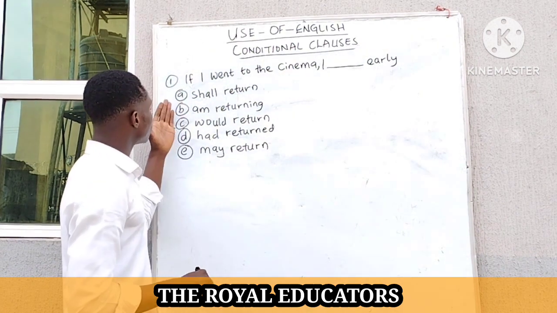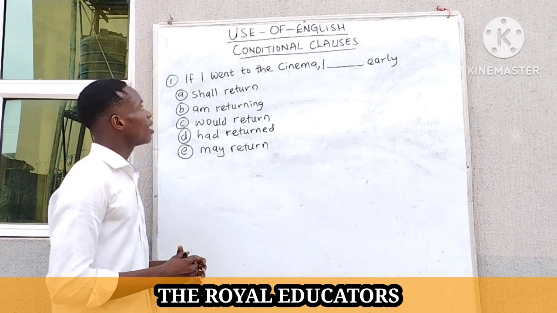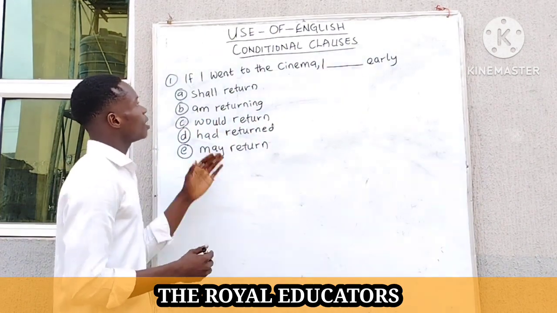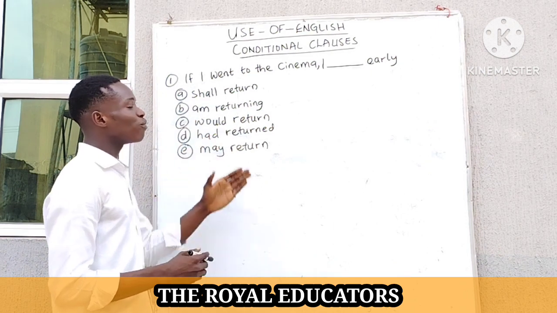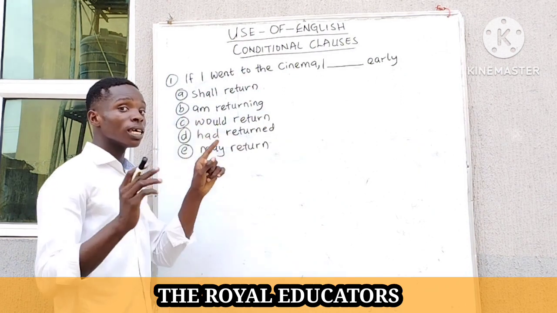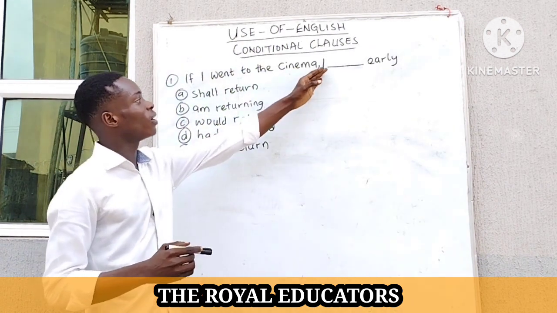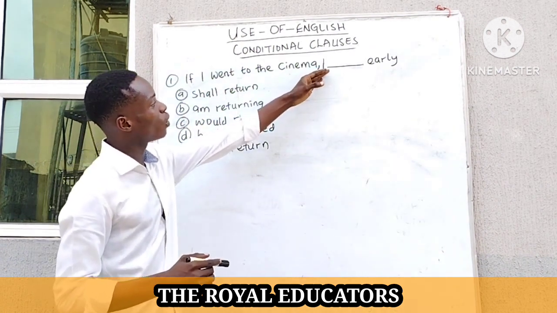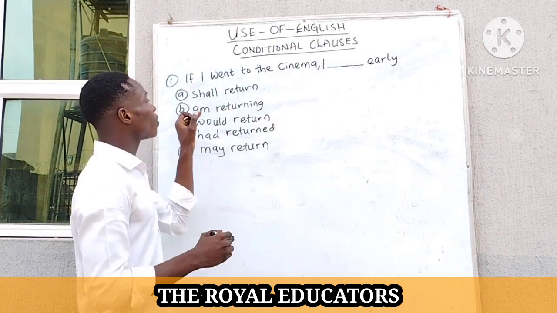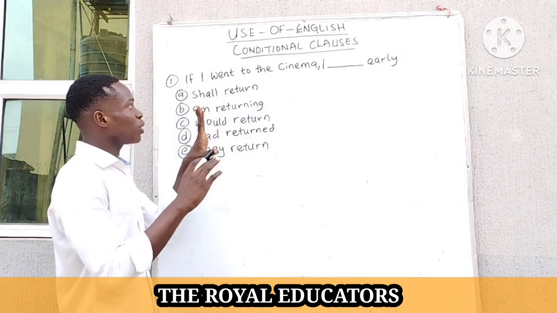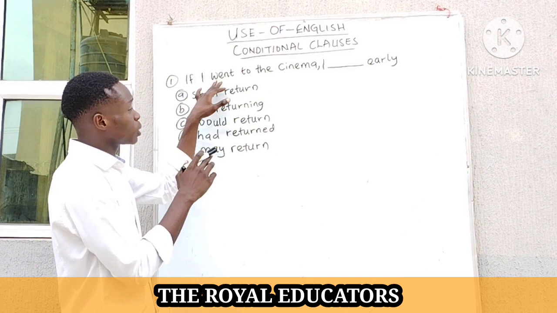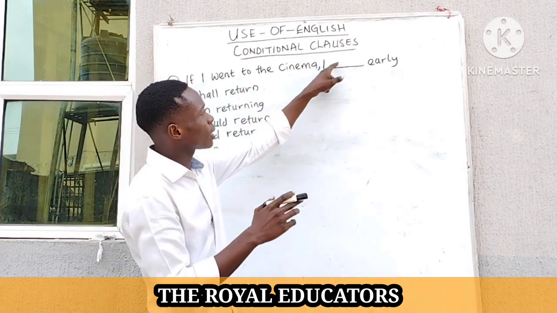Looking at the options we have: A, if I went to the cinema, I shall return early. B, if I went to the cinema, I am returning early. Now, it's not applicable to this second one. Yes, some persons might think of the rule of concord, which says that I should go with "am." You won't follow that. Why? Because we are looking at conditional clauses where the verb in the first clause is in the past tense, so you should get a verb in the past tense in the second clause too.